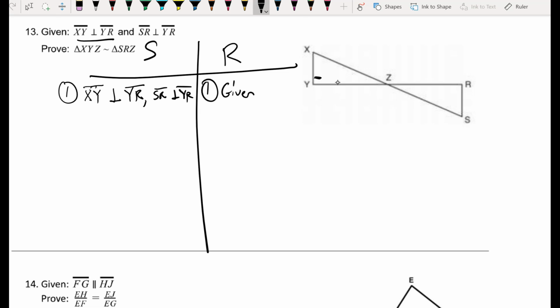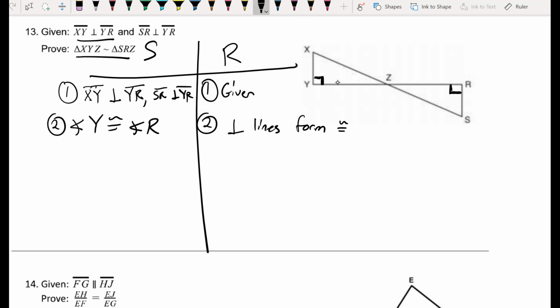Well, remember that perpendicular lines form congruent right angles, so I can mark a box at Y and a box at R. If I'm trying to prove two triangles are similar, my goal should be to show that they have two congruent angles. So I'm going to start with angle Y is congruent to angle R because perpendicular lines form congruent right angles. Now I'm using some abbreviations here that you can feel free to use on a test, or you can write out the words. But I still need another angle.